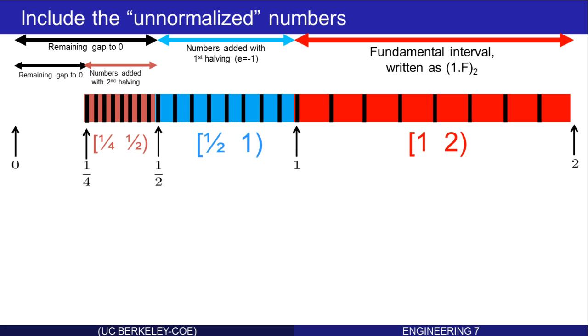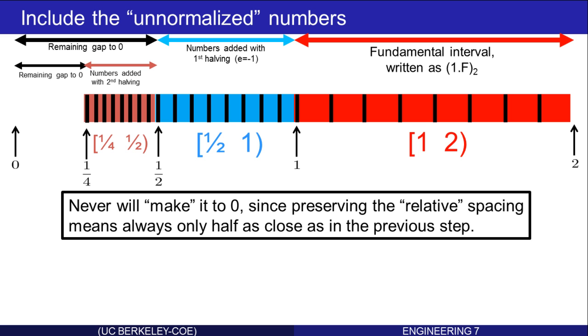But what you notice is that the gap to 0 is as large as the interval that was just added. So in a relative sense, we're not getting any closer to 0. We add an interval with a lot of precision, and the gap to 0 is as large as the interval that's just been added. We'll never make it to 0 this way, since preserving the relative spacing means that always we're only half as close as we were in the previous step. Moreover, the spacing is getting half as large, so from a relative point of view, we're not making any progress.